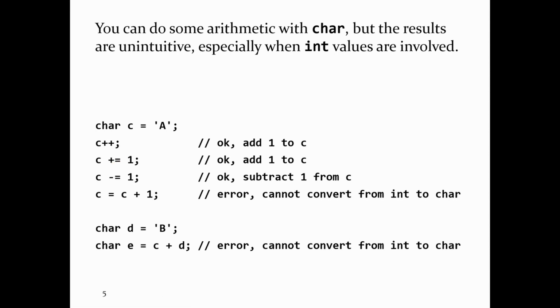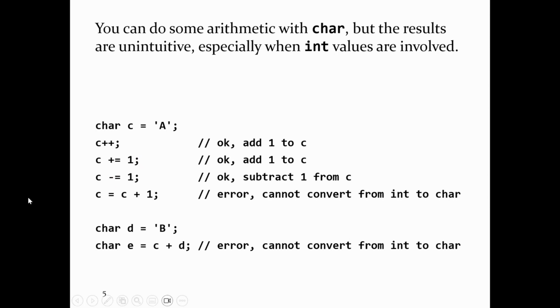Plus equals 1 means take the value of C and add 1 to it. So similar meaning as plus plus, but a different operator. Notice these are two different operators, so they actually have two slightly different meanings in the language. If I was to print out the value of C here, you would get the uppercase C. Start with the A, add 1, you get the B, add 1, you get the C.